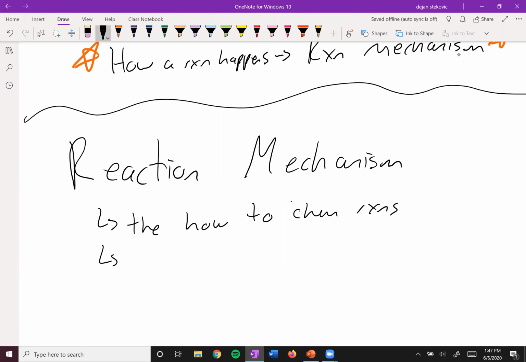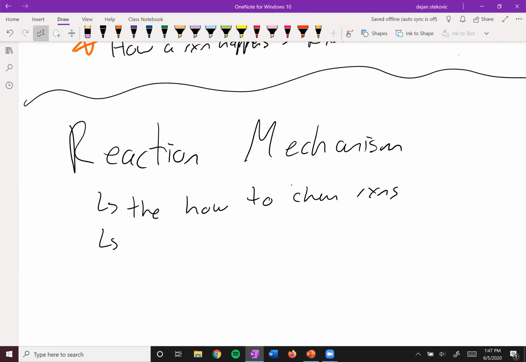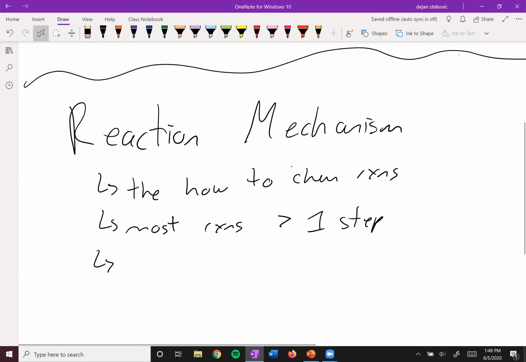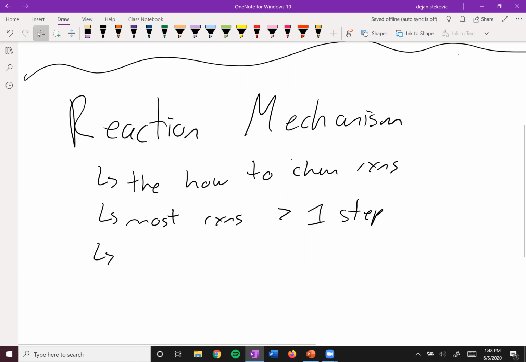And so what we have to understand is that most chemical reactions are more than one step. So there are a series of steps, right? Step A, step B, step C, that kind of thing. So most reactions are greater than one step. But when we look at the chemical equation, we only see the overall reaction, not the individual steps.